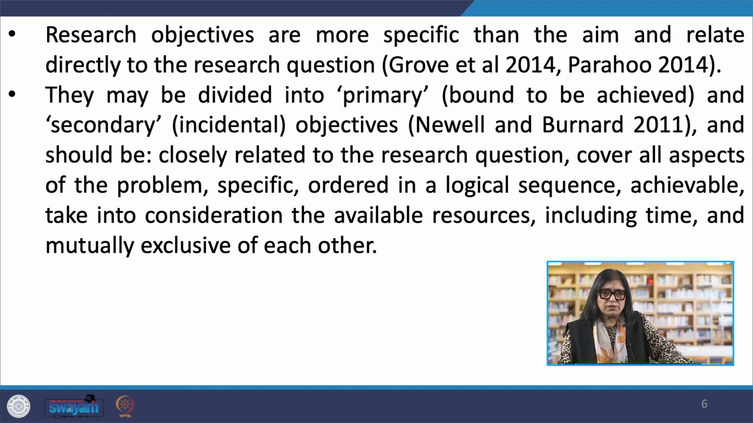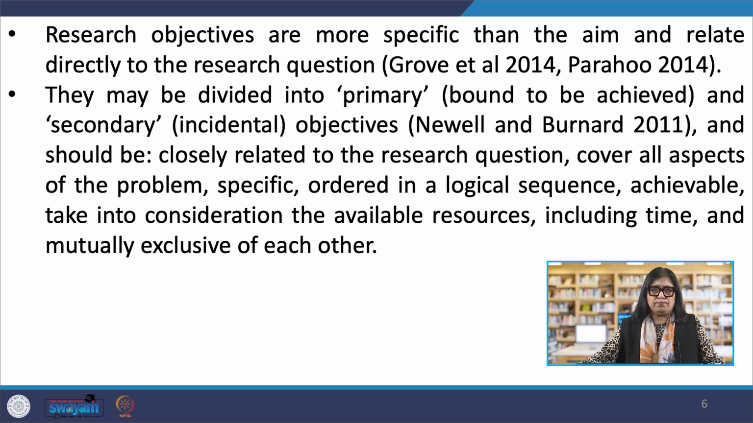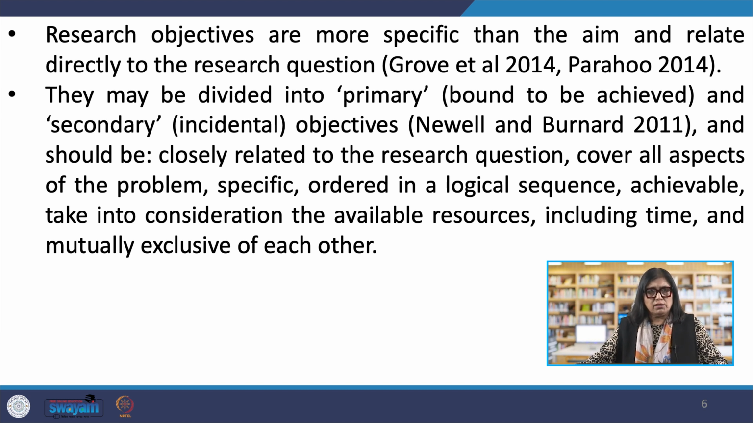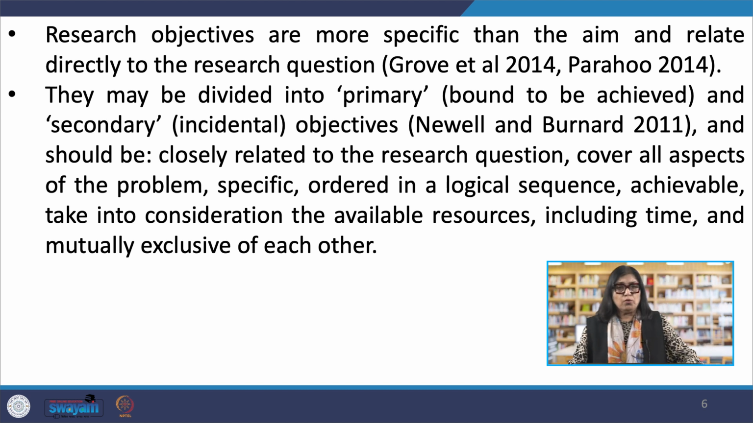How one plans, executes and interprets a research study will depend on one's response to the claim of objectivism. Determining the research aim leads naturally to determining its objectives. Research objectives are more specific than the aim and relate directly to the research question. They may be divided into primary and secondary objectives and should be closely related to the research question, cover all aspects of the problem, be specific, ordered in a logical sequence, achievable, take into consideration the available resources including time, and be mutually exclusive of each other.